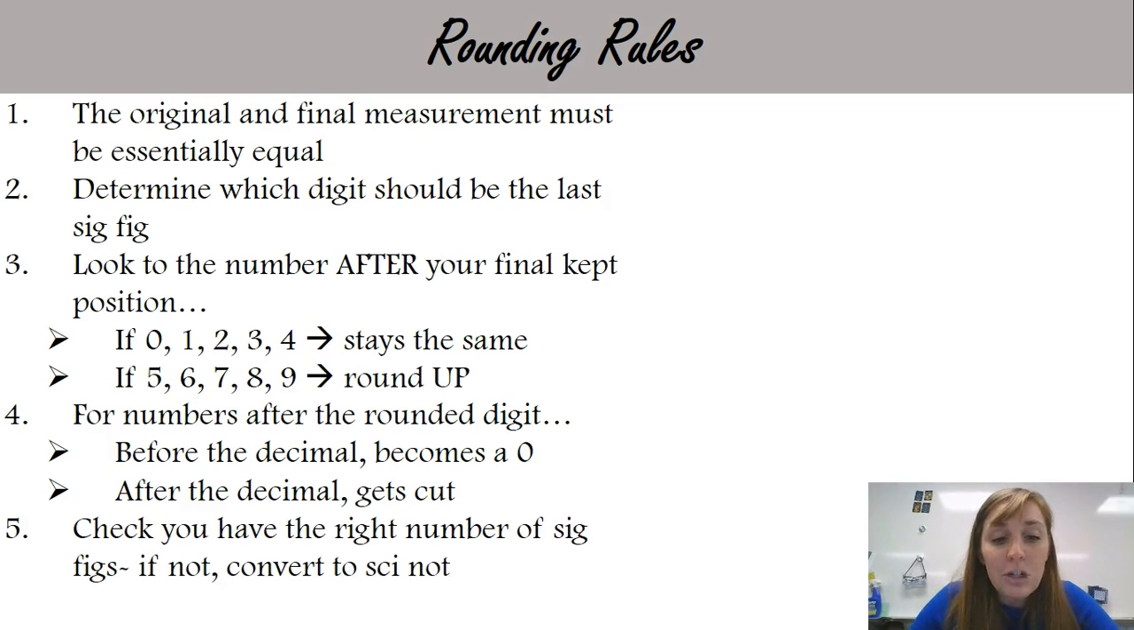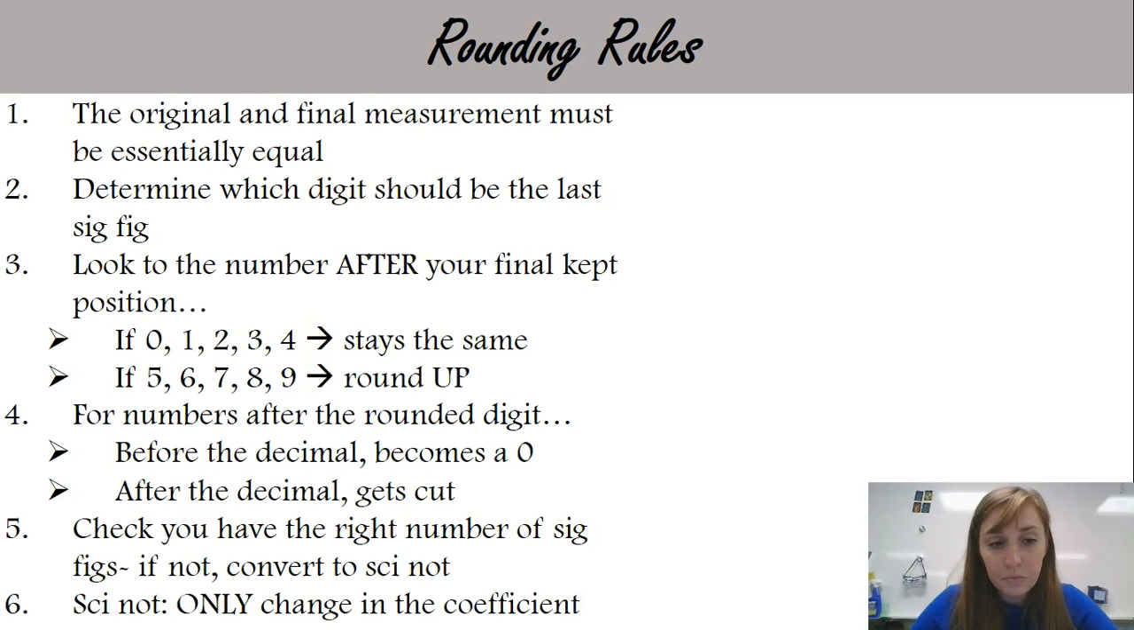At the end, check to make sure you have the right number of sig figs. If not, you need to convert to scientific notation. So if you remember from when we learned about scientific notation, everything in the coefficient is significant. So if you just take whatever digits you want to keep and put those in the coefficient, then you're automatically going to have the right number of sig figs. If you're already in scientific notation, you only change information in the coefficient to do rounding.